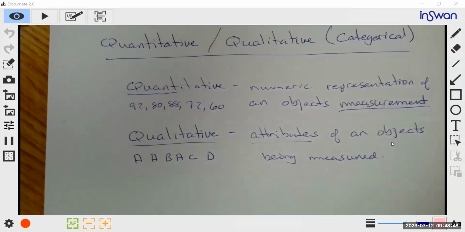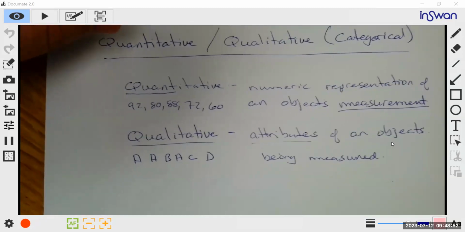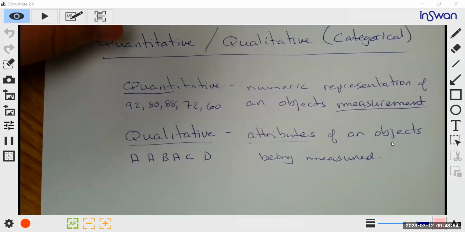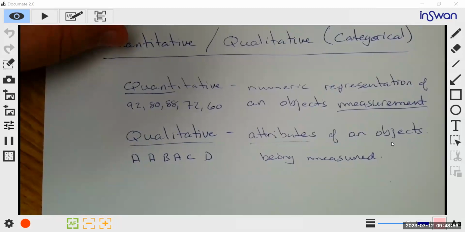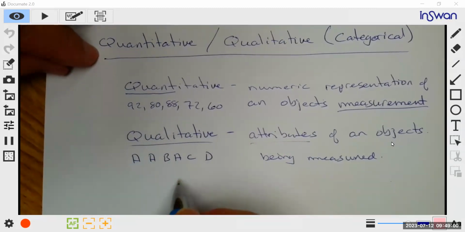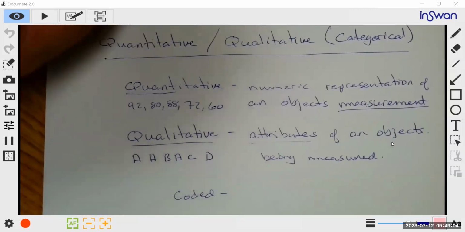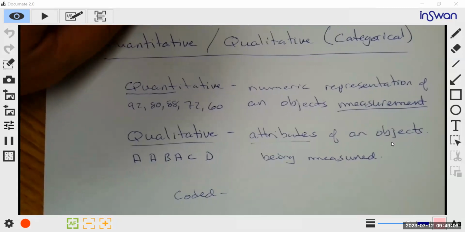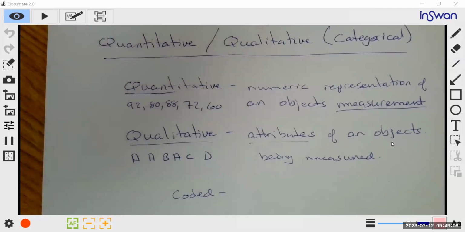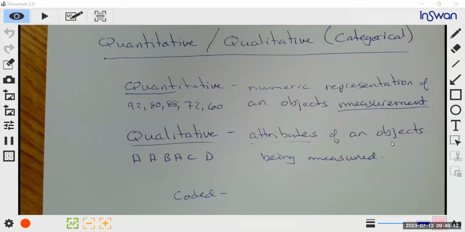Yes, but how do we figure out what the person's average is going to be? What is their current grade? Whenever you deal with qualitative information, it's coded. When you code something, you're taking the data itself and attributing some values to it.